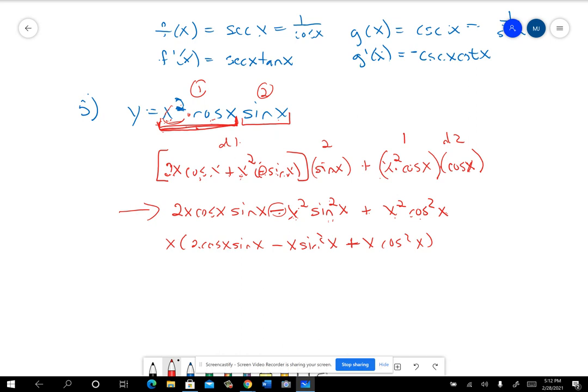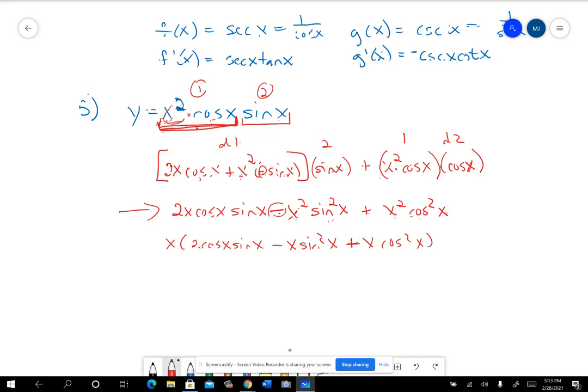Okay, so what's going to happen in 3.5 is you now have to use the basic derivatives of these trig functions within the context of a quotient rule or product rule problem at times. All right, so let's see. Let me do this one.